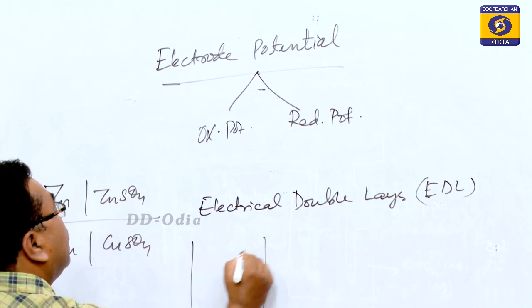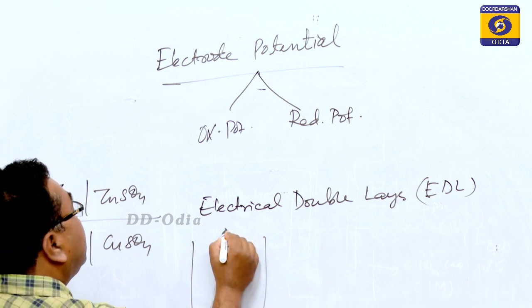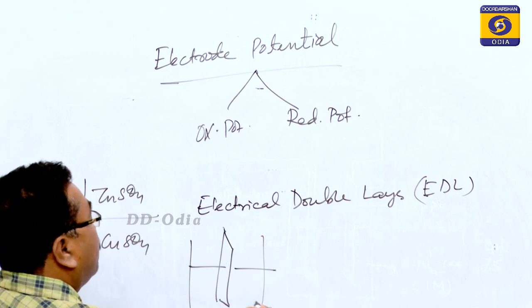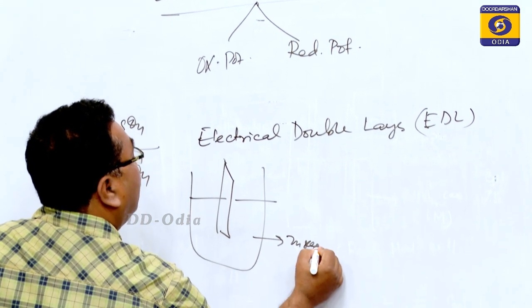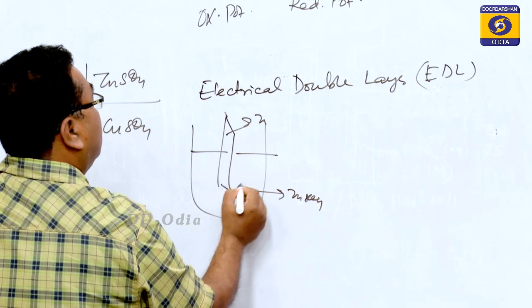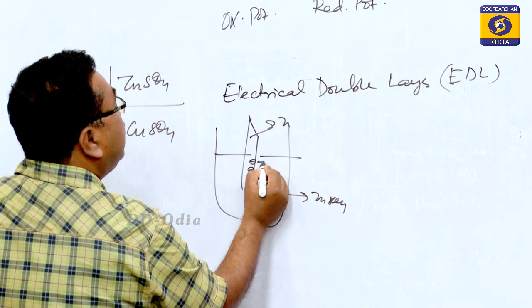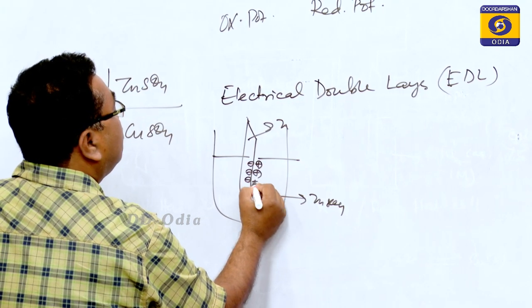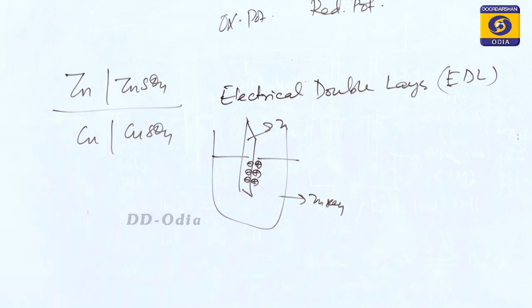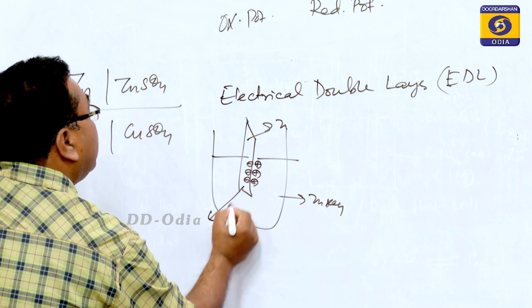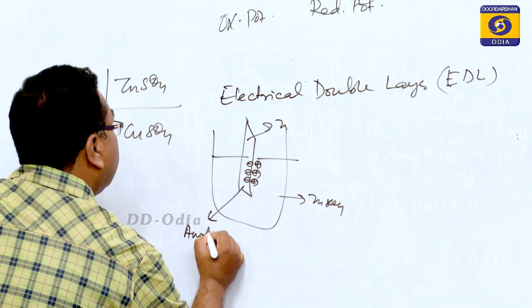Suppose I take zinc. In the case of a zinc strip, what happens? Suppose it is zinc sulphate and this is zinc. The electrons will be here, and the positive zinc ions will be here, this will be zinc ion. So, this is an anodic compartment in fact. Suppose this is an anode, zinc is made the anode.